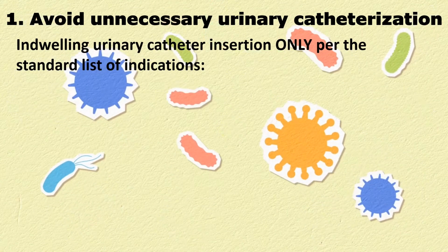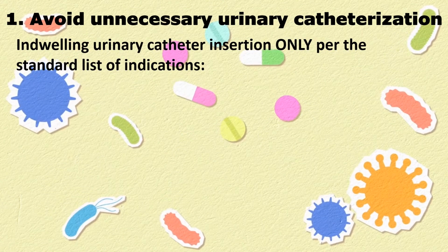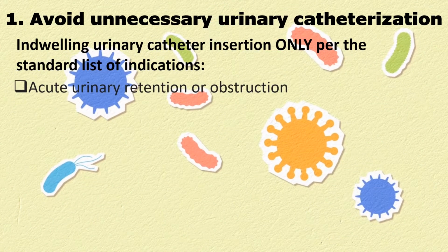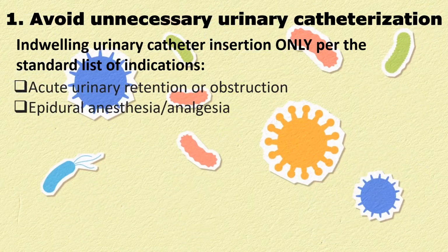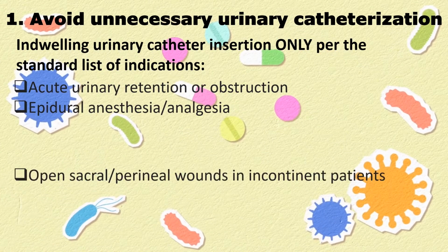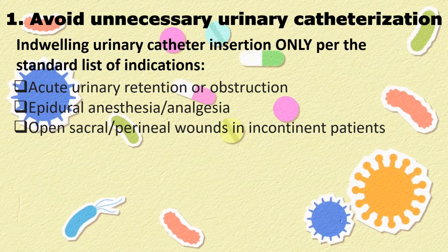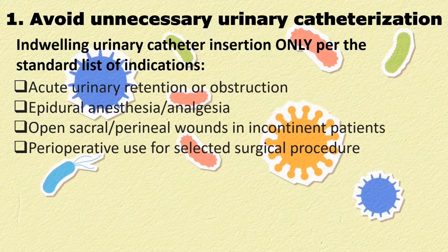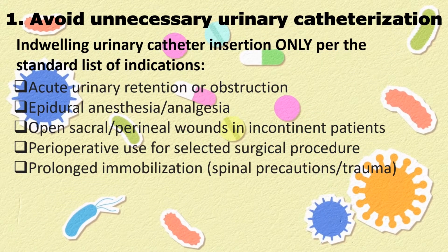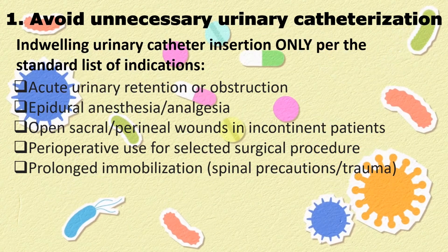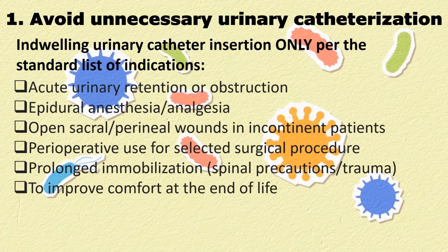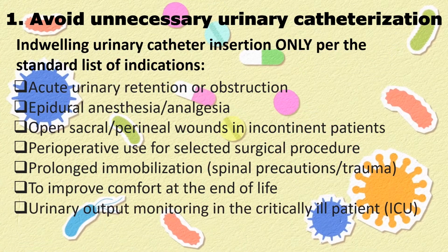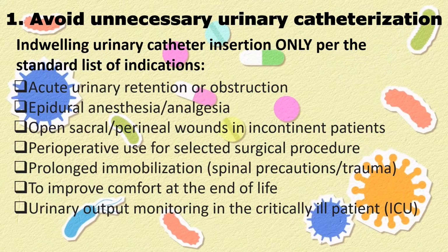Indwelling urinary catheter insertion should be performed only per the standard list of indications, and this includes acute urinary retention or obstruction, epidural anesthesia or analgesia, open sacral or perineal wounds in incontinent patients, perioperative use for selected surgical procedures, prolonged immobilization such as spinal precautions or trauma, to improve comfort at the end of life, and lastly, urinary output monitoring in the critically ill patient.